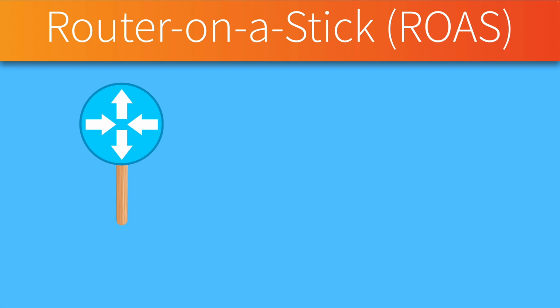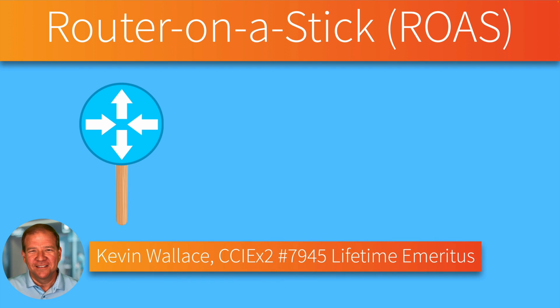In this video, we're going to consider a router on a stick. Hi, my name is Kevin Wallace, and a router on a stick is going to allow us to forward traffic between different VLANs on a layer 2 switch, a switch that does not have internal routing capabilities.